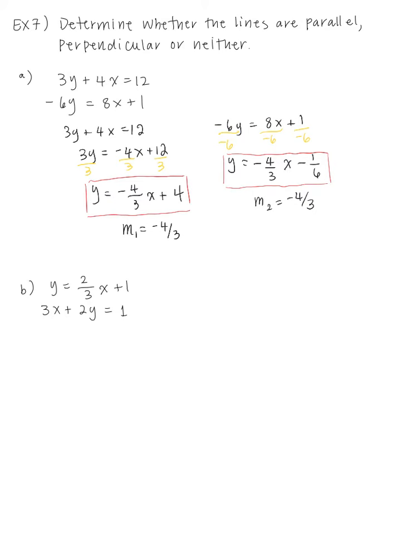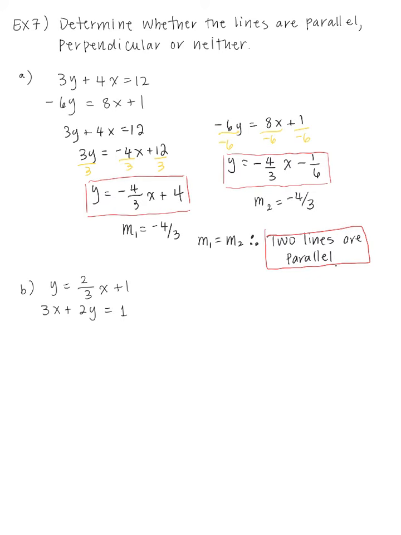Okay, so I'm just going to write it as m1 equals m2. Therefore, the two lines are parallel. There you have it. Now let's go with example 7b, part B.